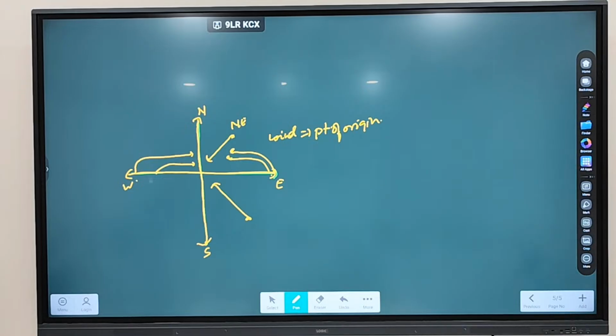Winds are always named after their point of origin. From which direction they are originating, that's how we name the wind. So westerlies, easterlies, northeast trade wind, and southeast trade wind. These are the names given to the wind based on their origin direction.